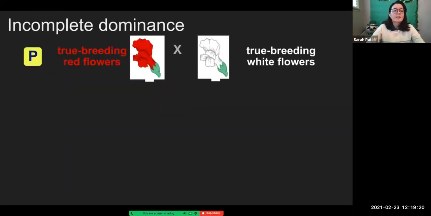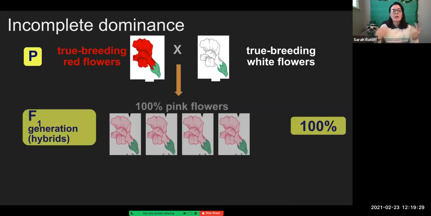Here's another way to look at it. We have our true breeding parents, red and white, homozygous dominant and homozygous recessive. Thanks to Mendel, we know that the F1 generation is going to be 100% heterozygous. And if it's a heterozygote, what does that mean about its phenotype? If it's incomplete dominance, we're going to blend together those two alleles. So instead of just red or just white, we're going to mix them together. We end up with pink. So the 100% heterozygous also means 100% pink flowers. We get one allele from red, one allele from white, mix them together, and we get that pink.